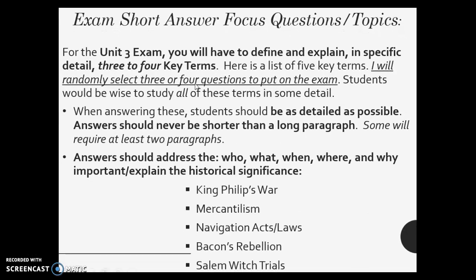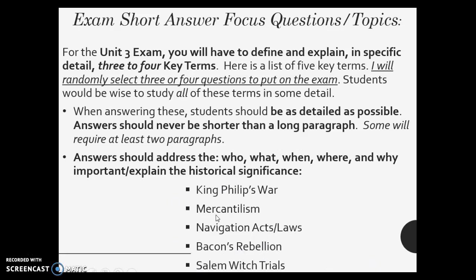So what's going to happen? You'll have 3 to 4 key terms. Here's a list of 5 of them. I'll select 3 or 4 of these to put on the exam. Study them all. Don't be a gambling person. Study them all. But here are the big ones: King Philip's War, Mercantilism, Navigation Acts, Bacon's Rebellion, and the Salem Witch Trials.